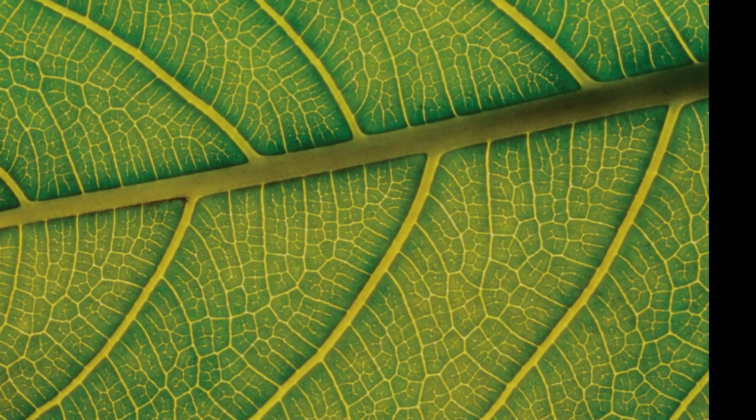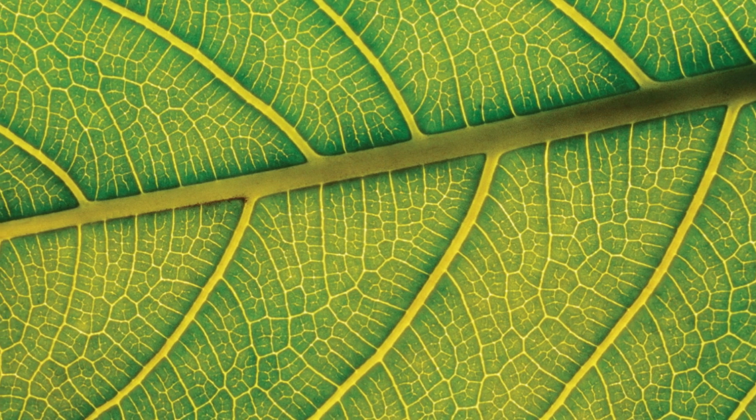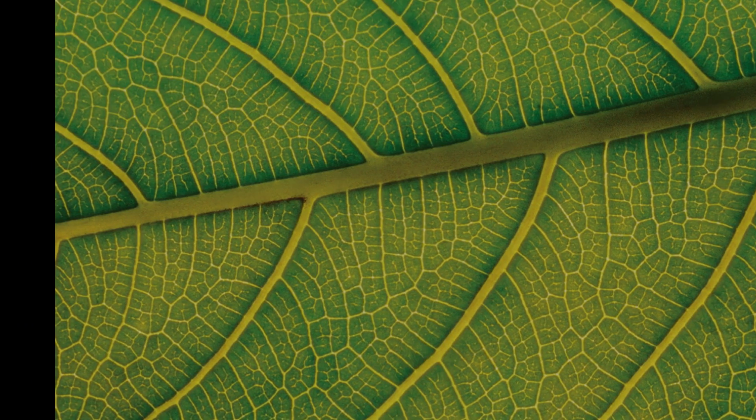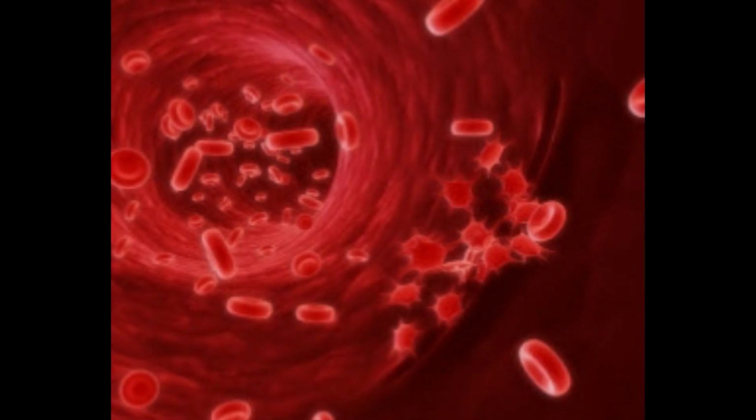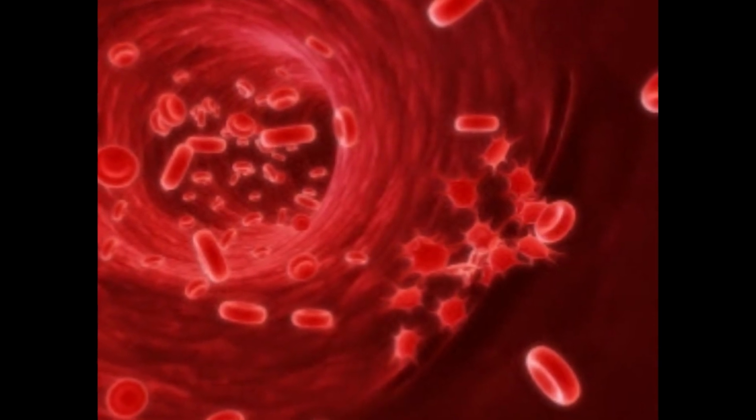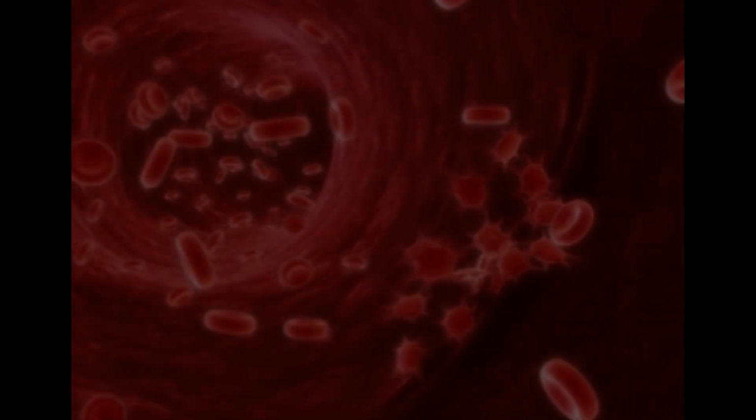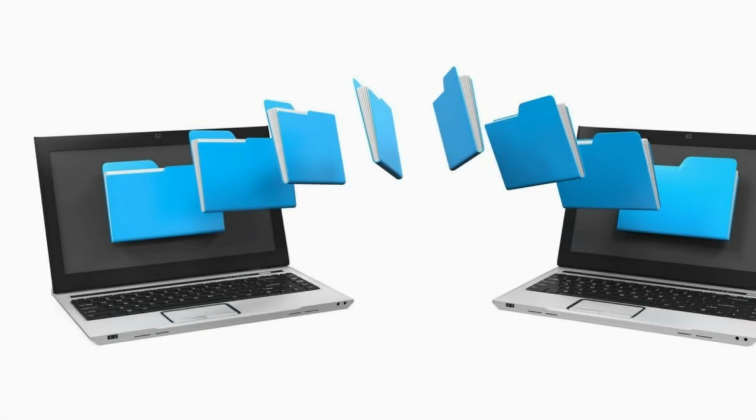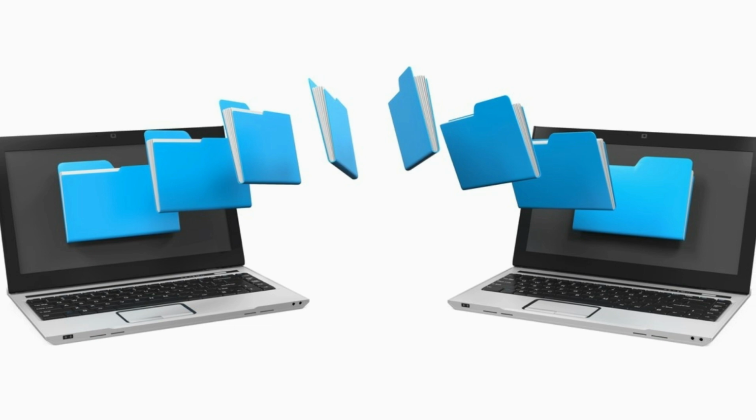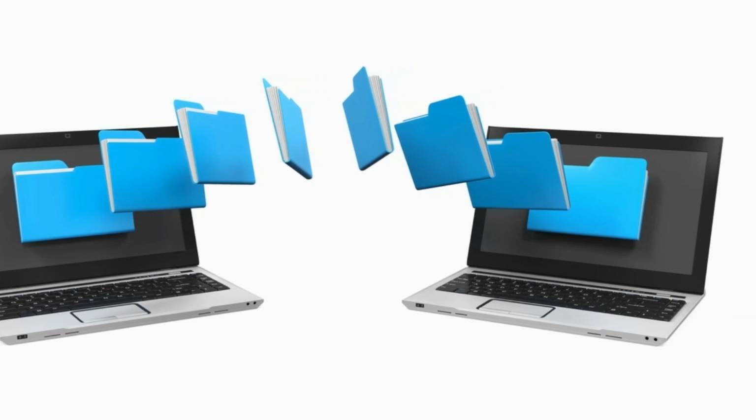Well, this makes us wonder why things are connected. In all the above cases, something is being transferred from one place to another. In a network of veins in a leaf, food is being transferred. In a network of arteries in a human body, blood, or you can say nutrients, are being transferred. Similarly, in a network of computers, data is being transferred.